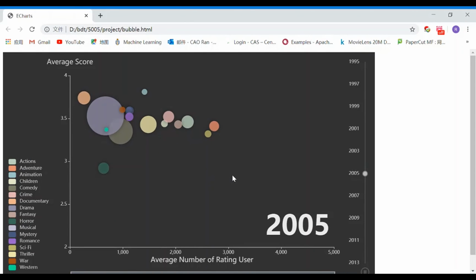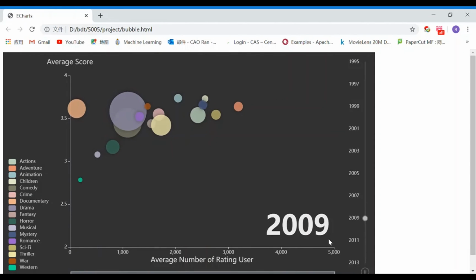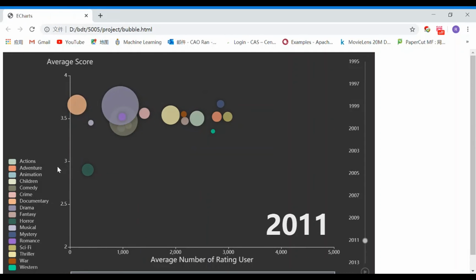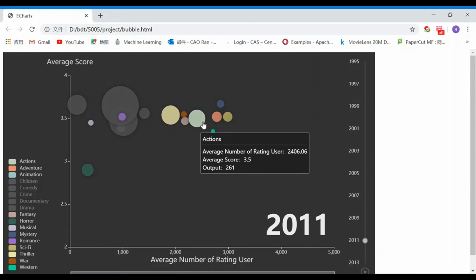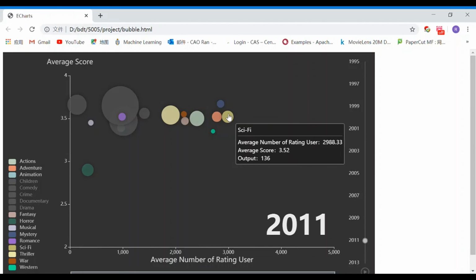So many genres of movies may contain too much information. If the viewer is only interested in several specific ones rather than all, those icons in various colors are clickable to dim down the bubbles which are useless. If the viewer moves the cursor over a bubble, it shows the precise data of output, average number of rating users, and average scores given by the users.